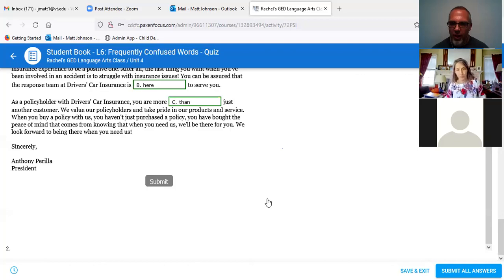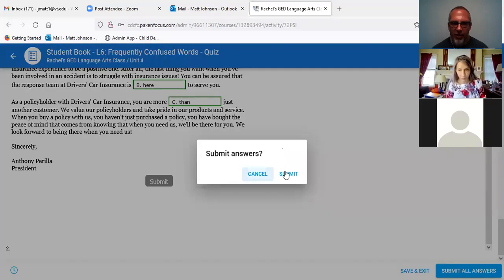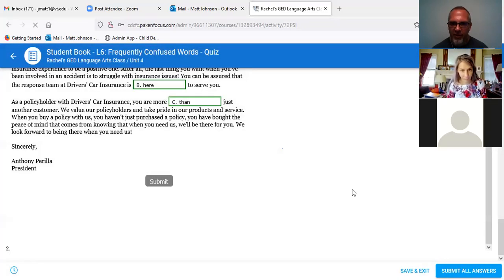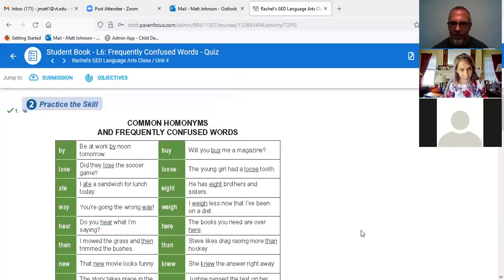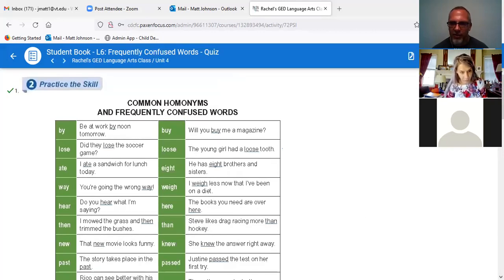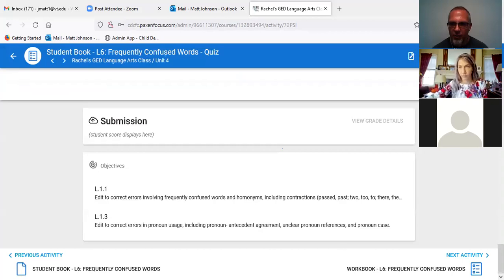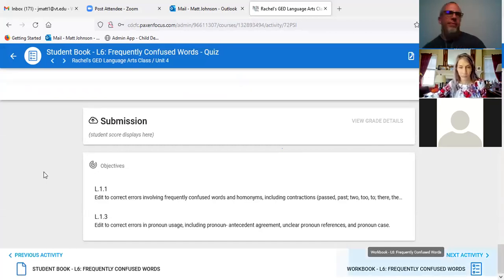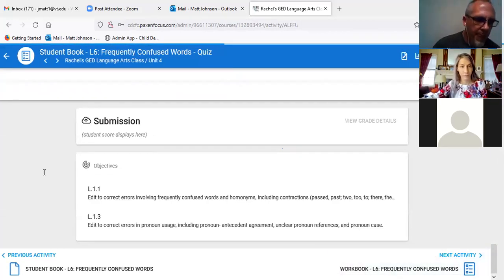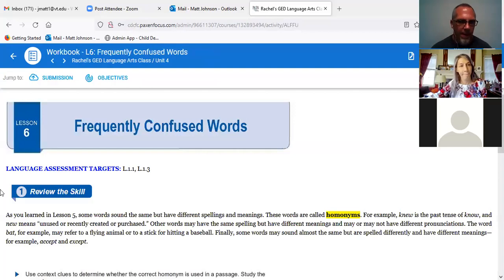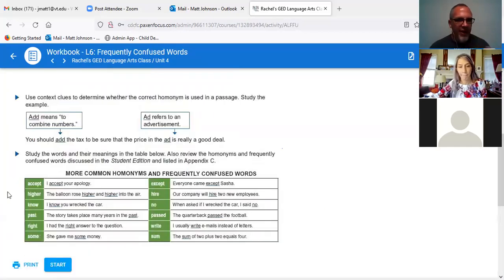We'll go ahead and go on over to the workbook. All right. And here we go. Here's some other really frequently confused words, homonyms.